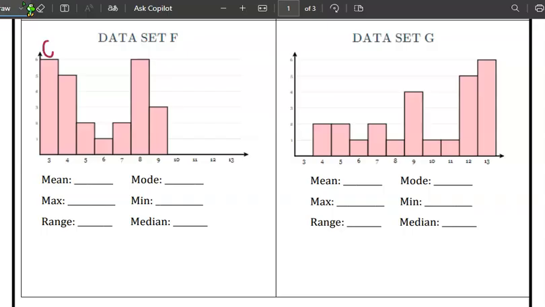So for 3, it looks like it occurs 6 times. 4 occurs 5 times. 5 occurs 2 times. 6 occurs once. 7, 2. 8, 6 times. And then 9 would occur 3 times. So that means there are 25 data points, or values.